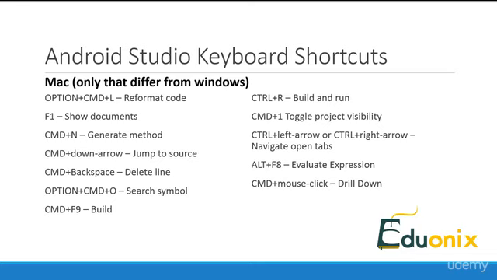Command and O for searching for a symbol by name, Command and F9 for building and compiling, Control and R for building and running, Command and 1 for toggling the project structure view visibility, Control and left arrow or Control and right arrow to navigate between editor tabs, Alt and F8 to evaluate an expression, and finally Command and mouse click to drill down into a method declaration or class definition.